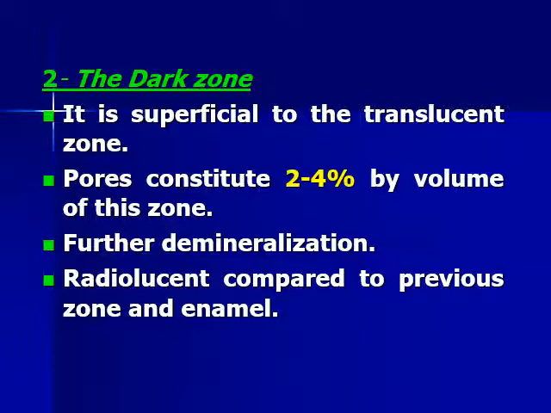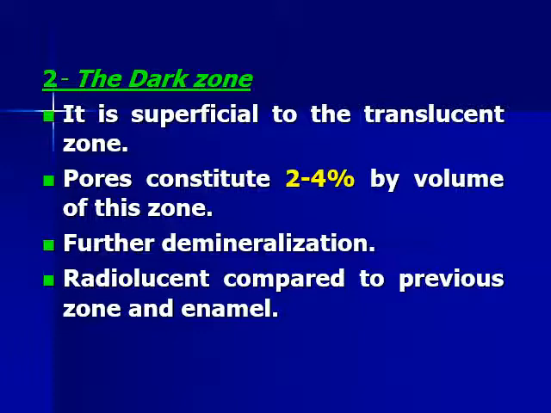When we get to the second zone, the dark zone is the zone superficial, looking more to the outside, to the saliva interface, superficial to the translucent zone. Here we still have more pores. So in the translucent zone, we had some pores, 1%. Here it's from 2 to 4% by volume. More demineralization, of course, and in an X-ray microradiograph, this zone will look more radiolucent than the previous one.